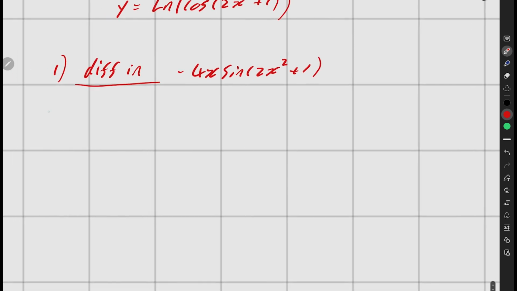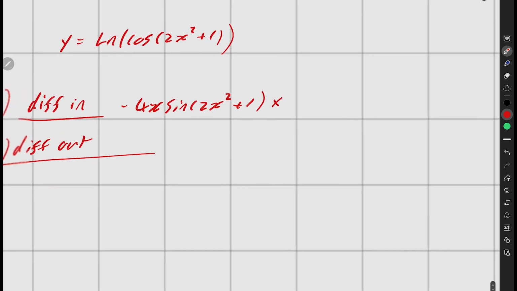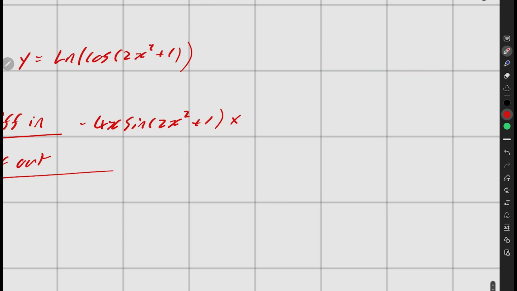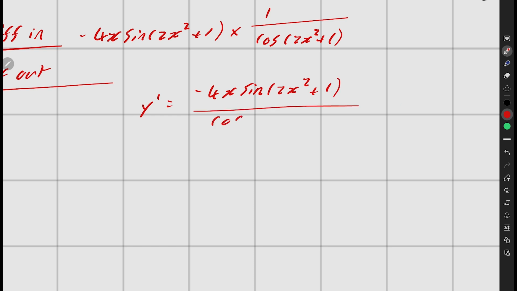And then we need to diff out. And remember, we're multiplying the derivative of the inner function by the outer derivative. So we multiply this by, and we know when we're differentiating ln of something, it's just going to be 1 over that something. So we're going to have 1 over cos of 2x squared plus 1. And expand this out, y prime, our derivative, is going to be equal to minus 4x sine of 2x squared plus 1, all divided by cosine of 2x squared plus 1.